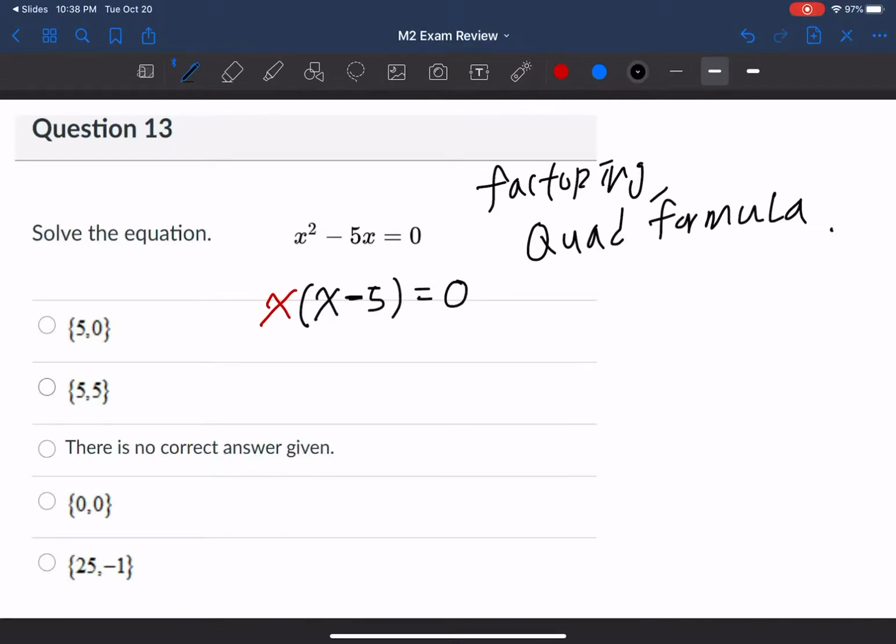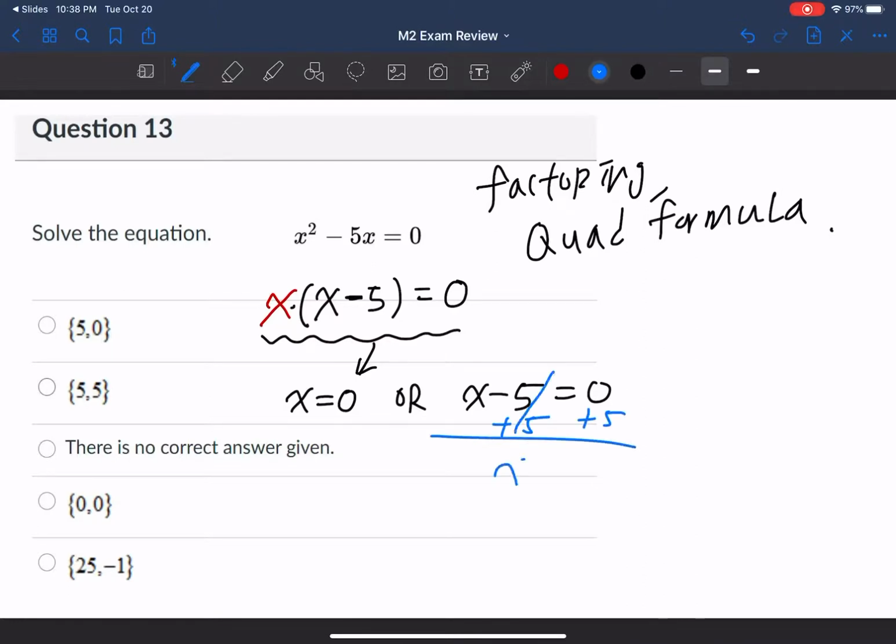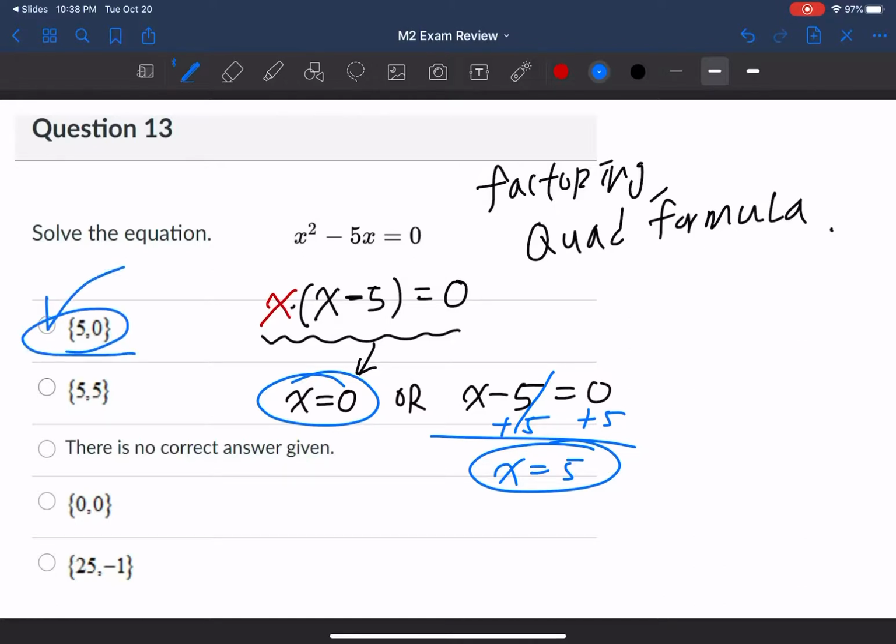I factor it out. Okay, so from here, you have two solutions. One of them is x has to be 0 because x times something has to be 0, or x minus 5 has to be 0. So if you solve this, x has to be 5. So it's either x is equal to 5 or x is 0. You have two possible solutions.